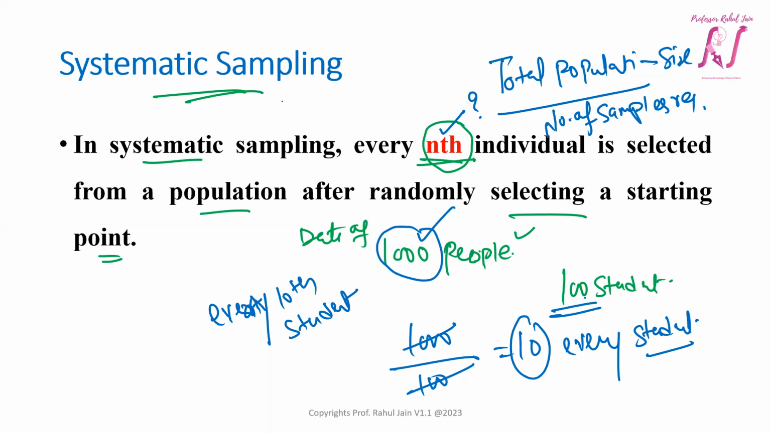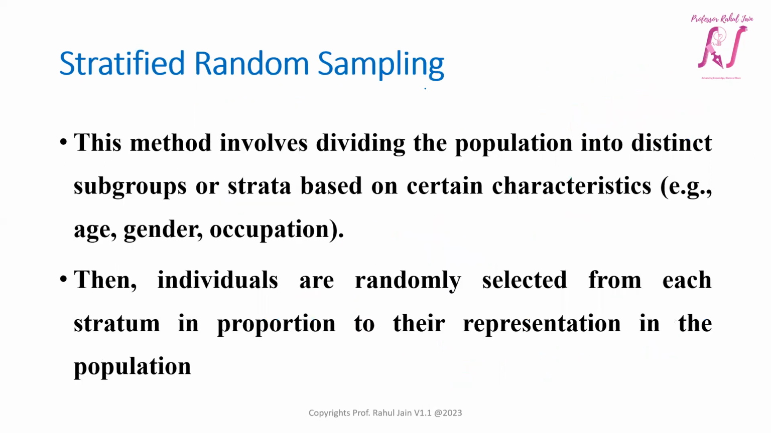So basically, systematic sampling is used whenever we are interested in taking samples from a large population set. Systematic means every nth individual is selected for a sample. Such a method is called systematic sampling. It can vary from problem to problem, but the basic idea is that every nth individual is going to be selected. And the next one is stratified random sampling.